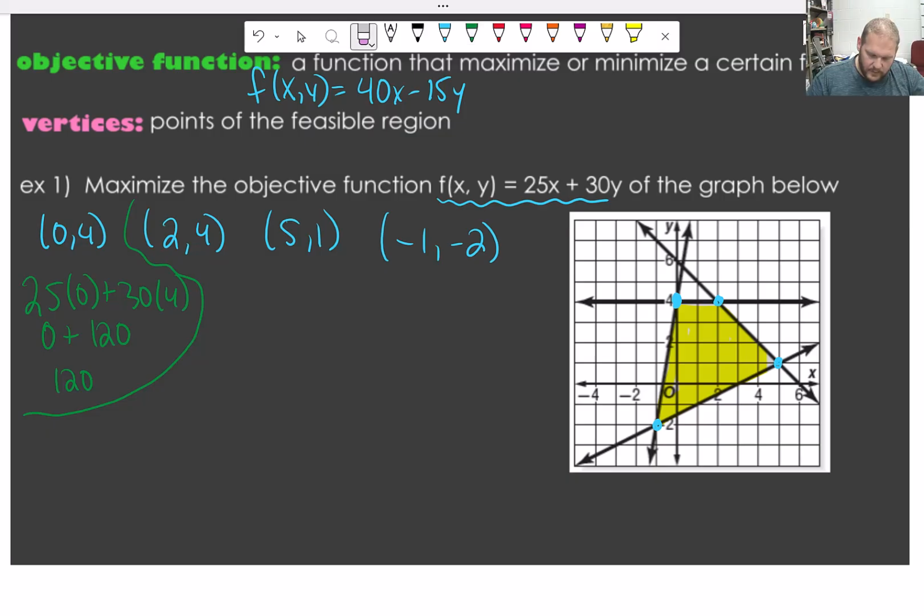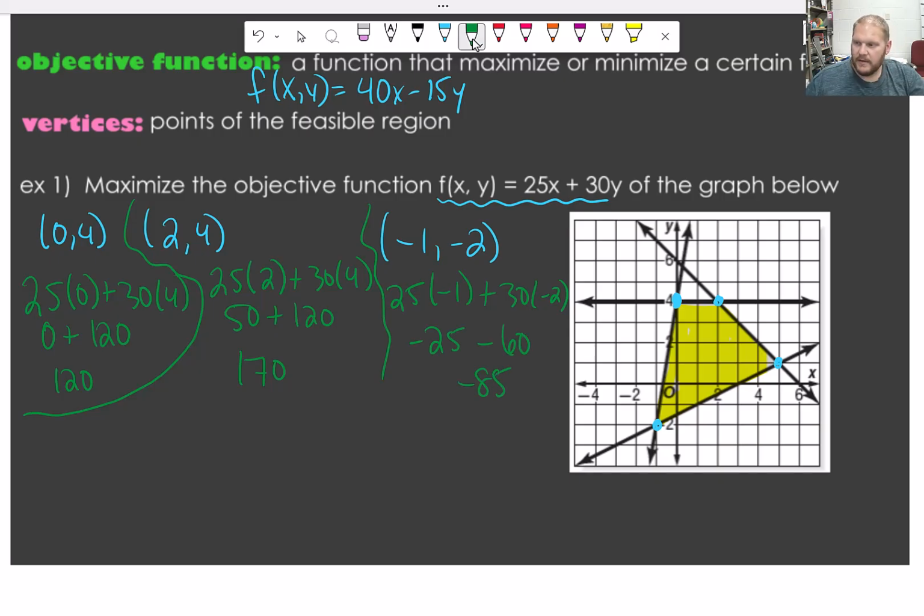I'm going to have to move this one, I think. So let's go ahead and scoot this on over. For 2 comma 4, that would be 25 times 2 plus 30 times 4, which would be 50 plus 120, so 170. For negative 1, negative 2, we've got 25 times negative 1 plus 30 times negative 2, gives me negative 25 minus 60, so negative 85.